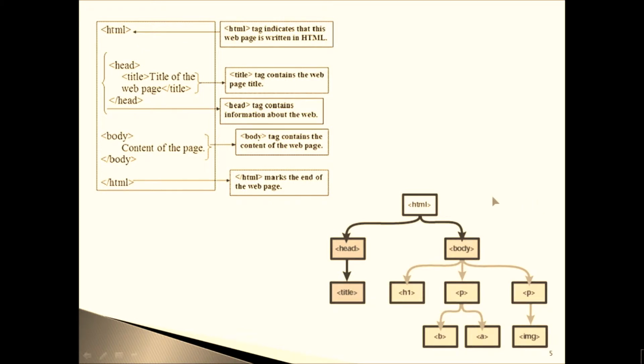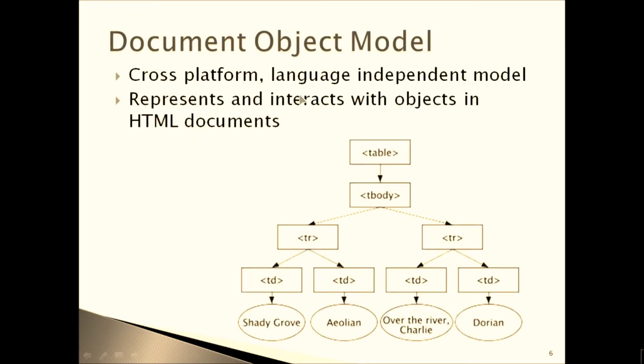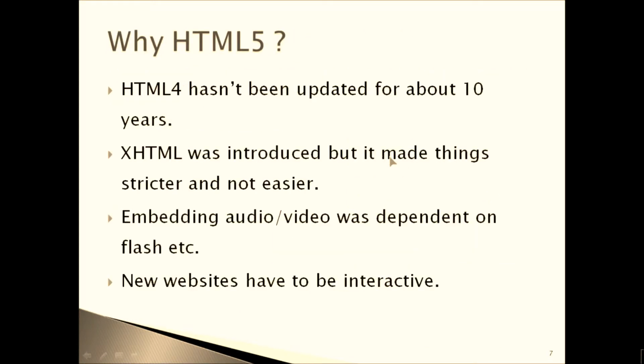Style content. Then the document object model is a cross-platform, language-independent model, and by cross-platform we mean that it works on different platforms. It represents and interacts with objects in HTML documents. So we have a table, for example, we have body, then table rows, table data. These are the data. These are the document object model.